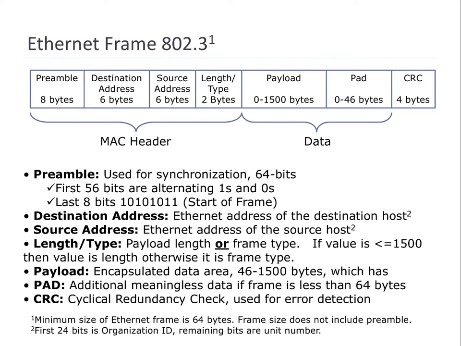Here's just an example of what an Ethernet frame looks like. So it's a packet of information that we would send around on a local area network. We don't need to know too much about this other than that we can view it in tools like Wireshark.